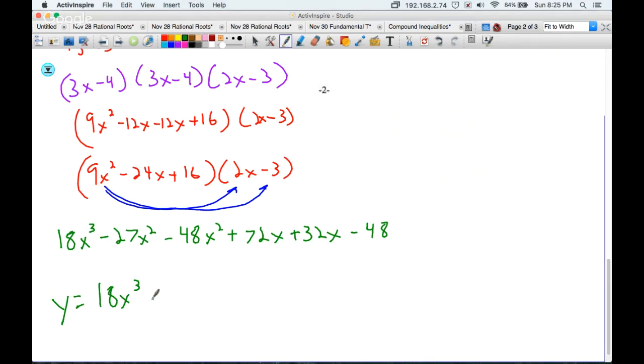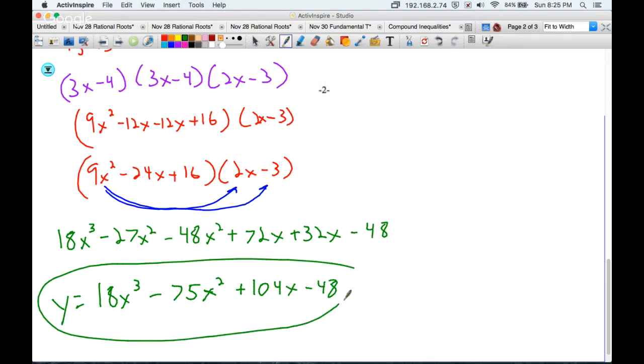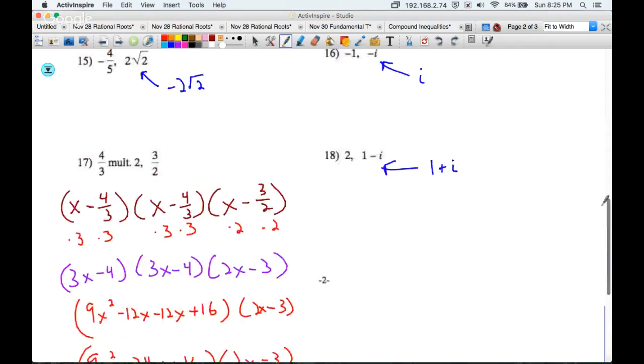And I'm going to get the function 18x cubed minus, let's see, that's 75x squared plus 104x minus 48. That's good for that one.